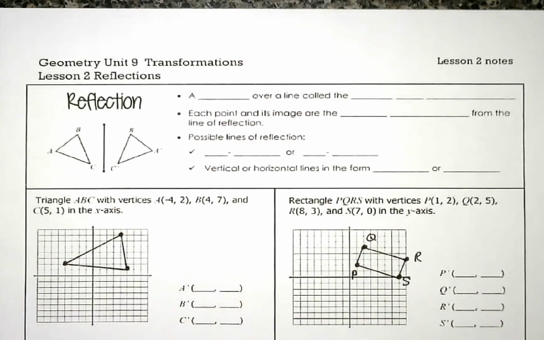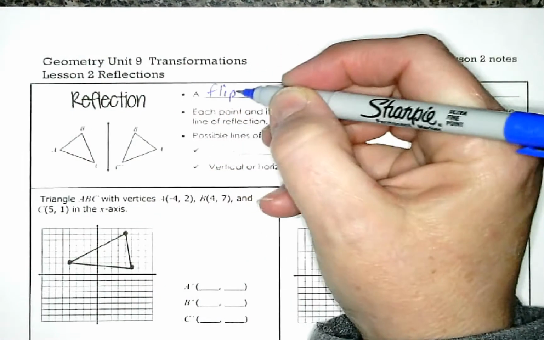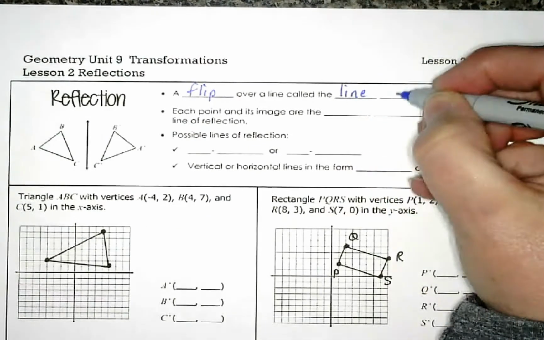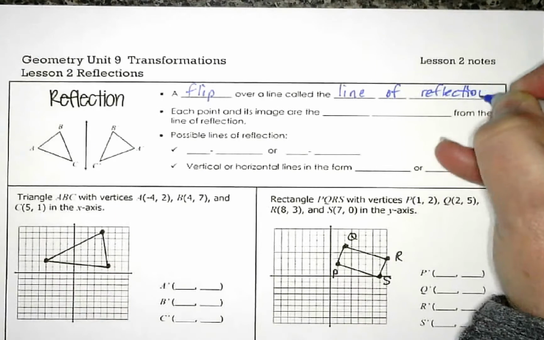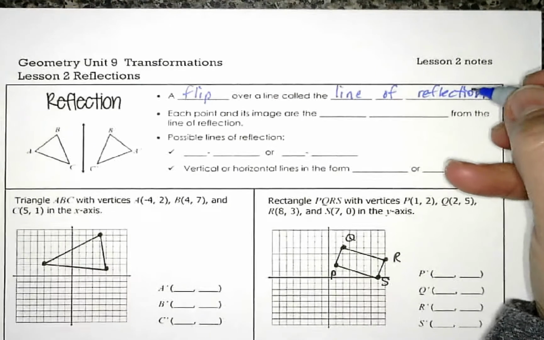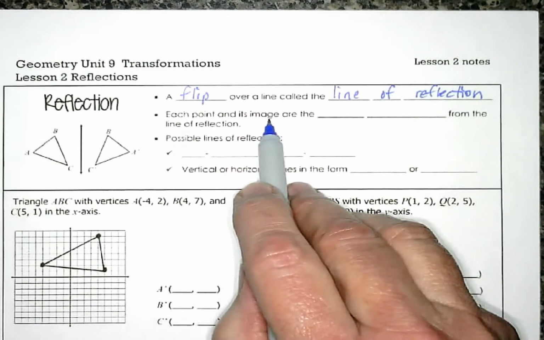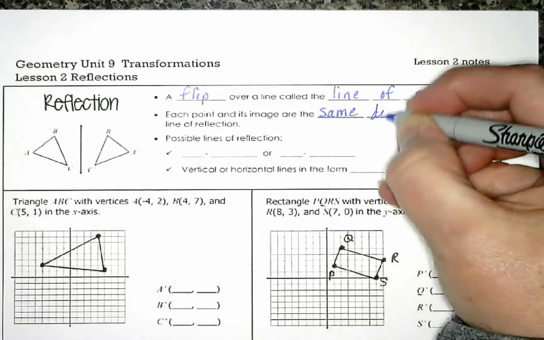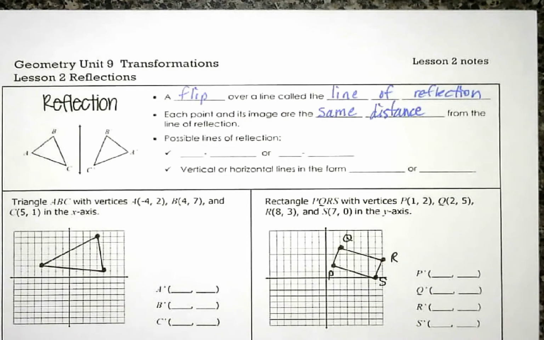Okay, this will be lesson 2. We'll call it reflections. As I said in the opening, a reflection is like a flip over a line, and that line is called the line of reflection. By definition, a reflection is where each point and its image are the same distance from the line of reflection.